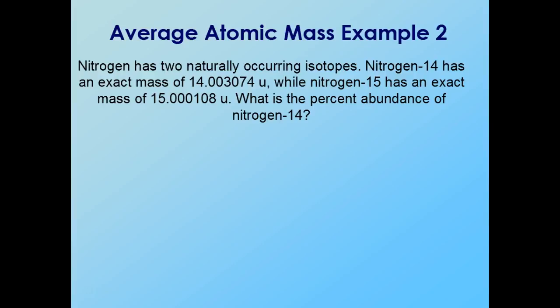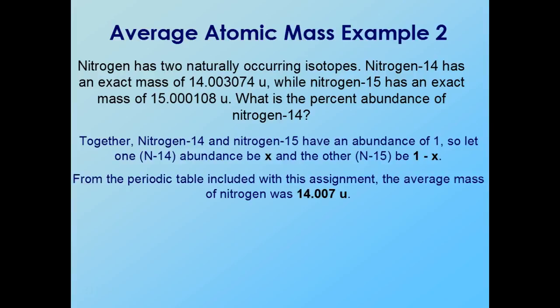So I've given you the exact masses of both isotopes that are naturally occurring, and I am asking you to find the percentage of one of them without giving you the percentage of the other. We do know that nitrogen 14 and nitrogen 15, when combined together, should add up to an abundance of 1. So if we let nitrogen 14, the one that we're trying to find, be X, nitrogen 15 should be the difference between 1 and X.